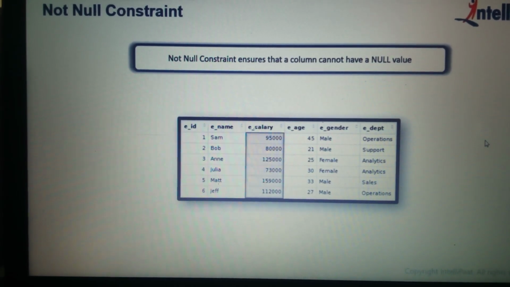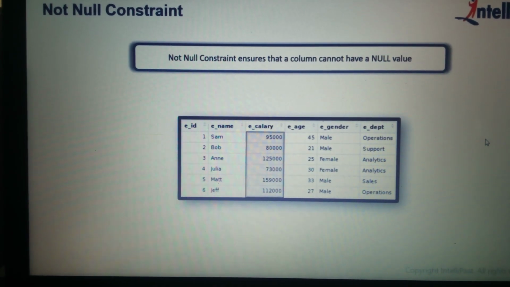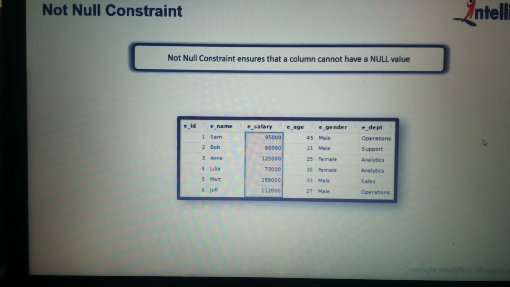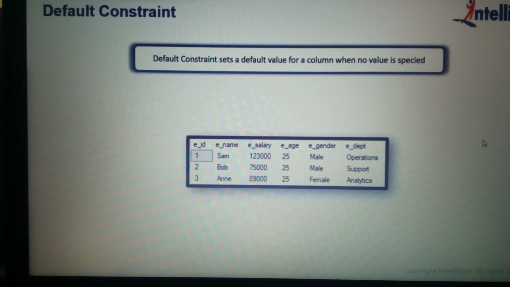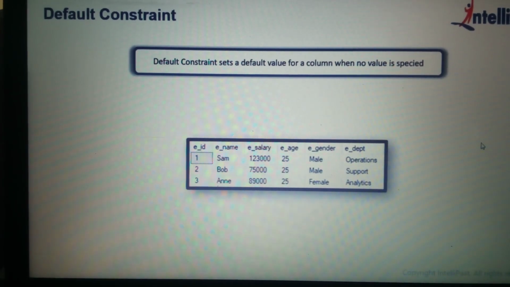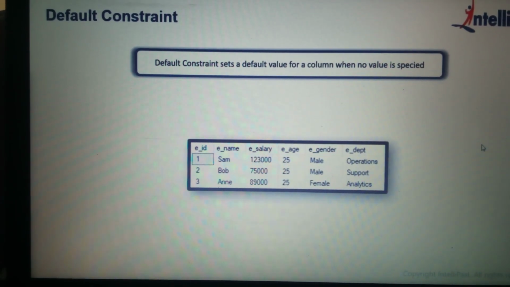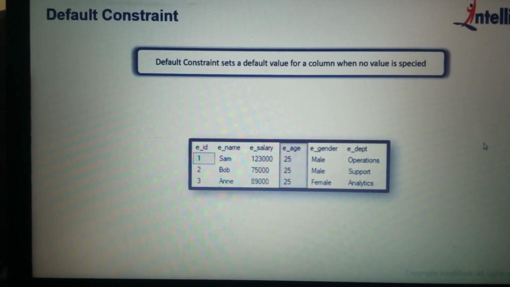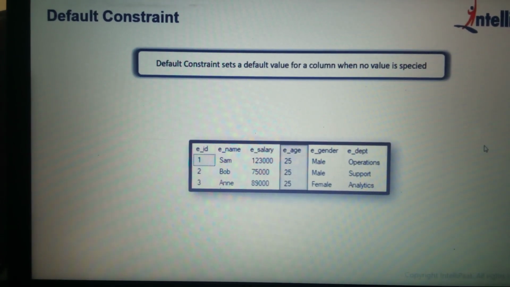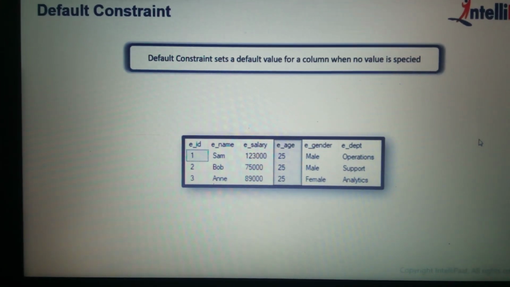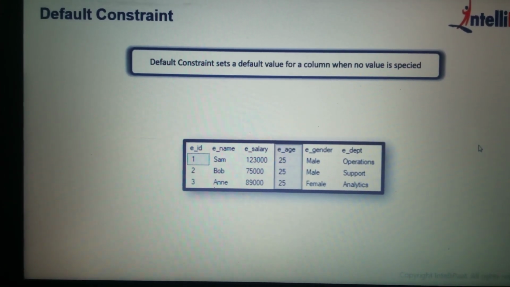For example, if we assign the not null constraint to this e-salary column over here, then every single entry of this column should have a value. Then we have the default constraint. So the default constraint is used to provide a default value for a column. So the default value will be added to all the new records if no other value is specified. For example, if we assign the default constraint to the EH column and set a default value of 25, then all the entries of this column will have the default value of 25 if no other value is specified during insertion.